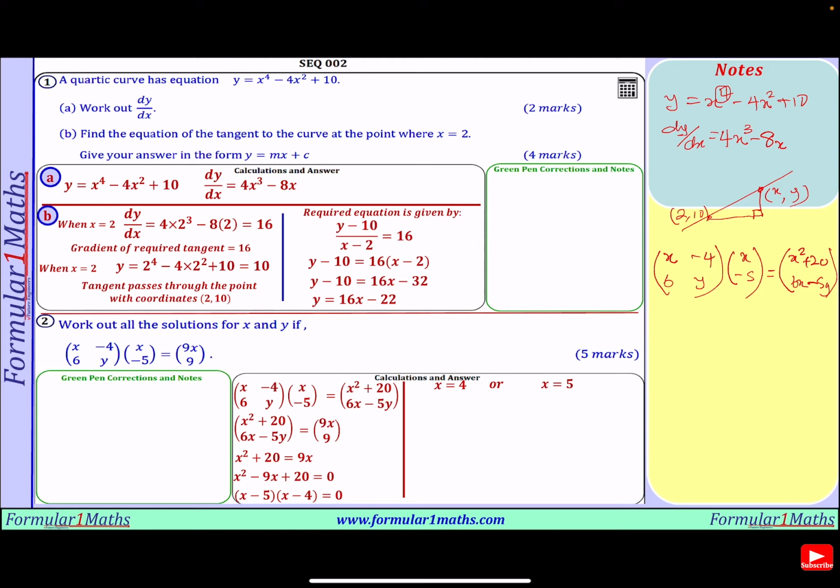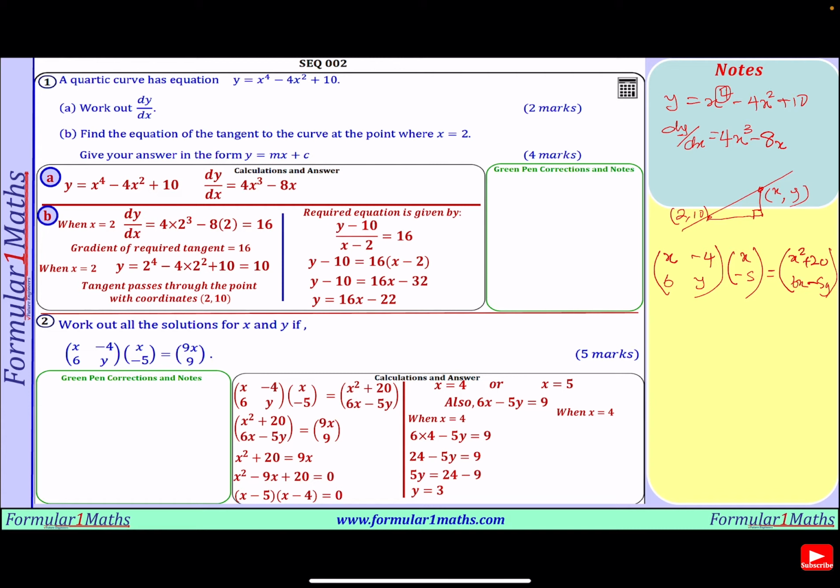But we also know that 6x minus 5y is equal to 9. So now we can substitute the values of 4 and 5 into this equation to get the values for y. So let's do for 4. We're going to get 6 times 4 minus 5y is equal to 9. And then 24 minus 5y is equal to 9. And 5y equals 24 minus 9. That implies that y is equal to 3. Do the same thing for x equals 4.